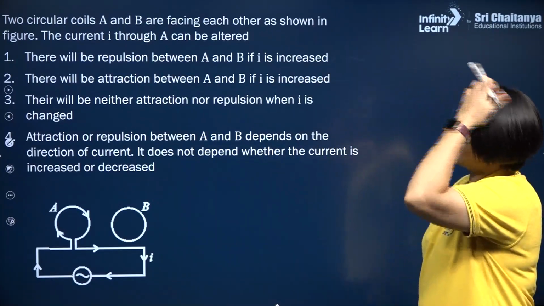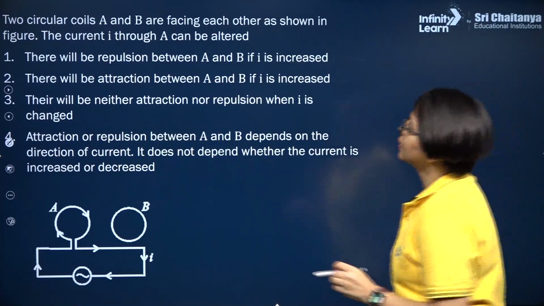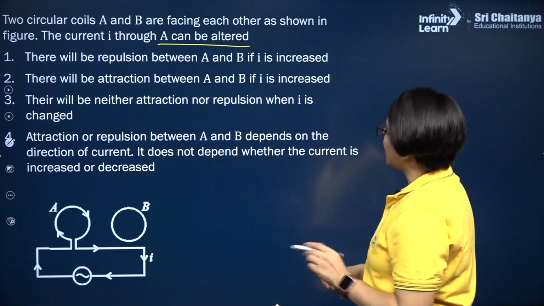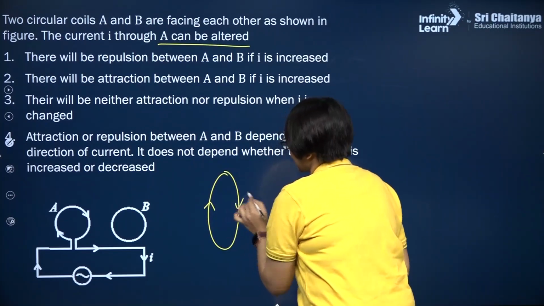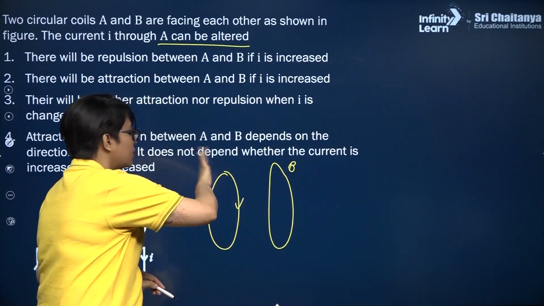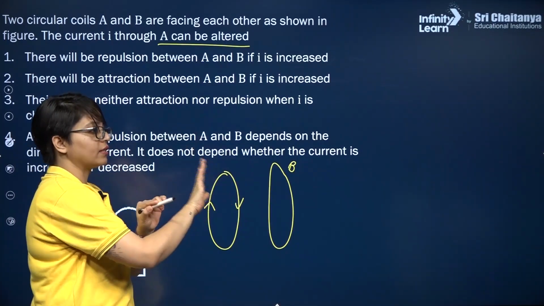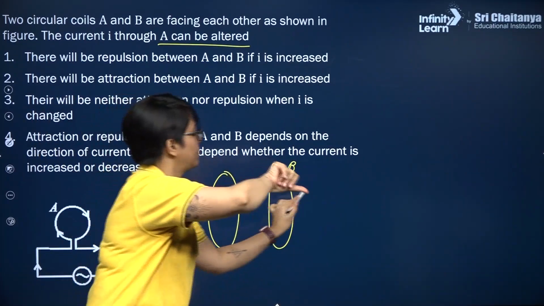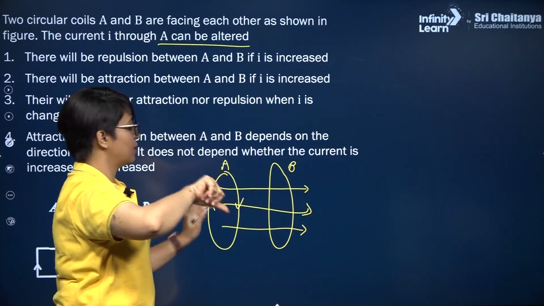Next is, two circular coils A and B are facing each other as shown in the figure. The current through A can be altered. There will be repulsion between A and B if I is increased. So, this is coil A, and this is the direction of current in coil A, and near to it we are keeping coil B. If you look at the direction of magnetic field, current is flowing like this, so over here the direction of magnetic field will be like this. This is the magnetic field generated by coil A.